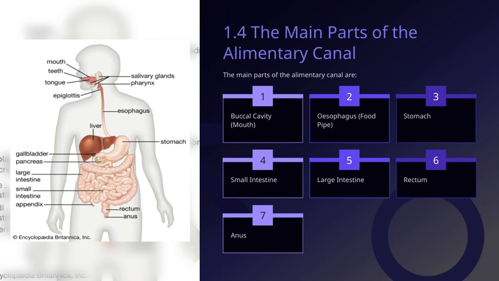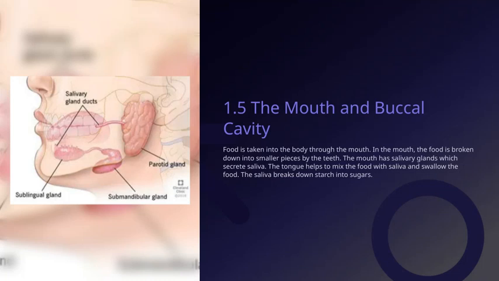Now, let's talk about the mouth and the buccal cavity. When we eat, the first step happens right here, as food enters the mouth. The teeth play a crucial role by breaking down the food into smaller, more manageable pieces, which makes digestion easier later on. Inside the mouth, we also have salivary glands that secrete saliva. This saliva isn't just for moistening the food. It contains enzymes that start breaking down starches into sugars right away.